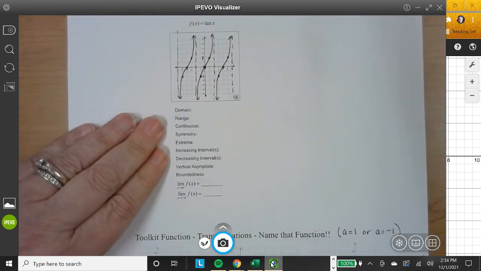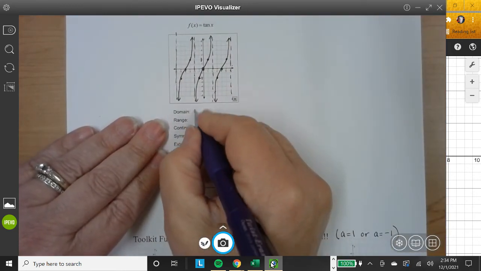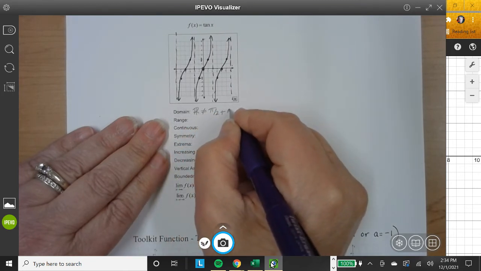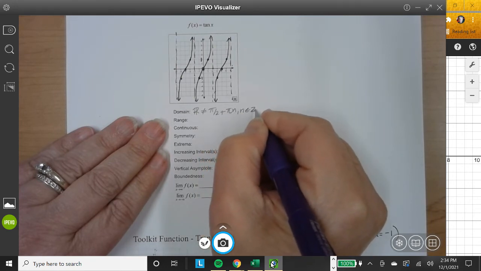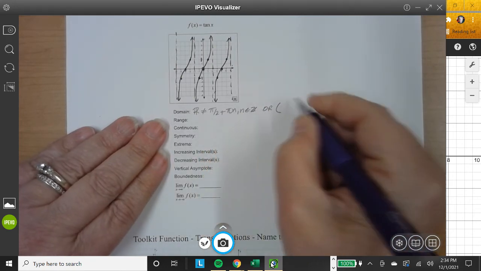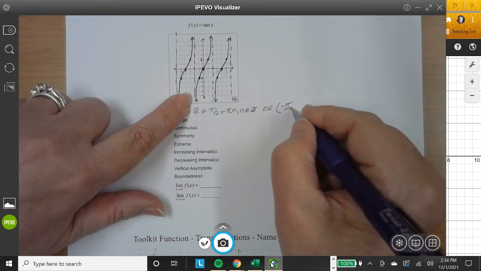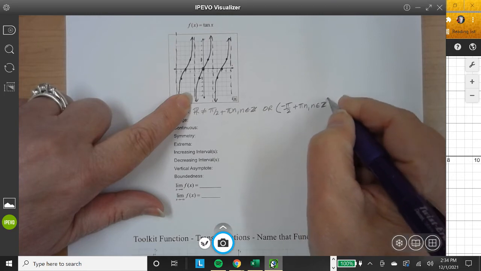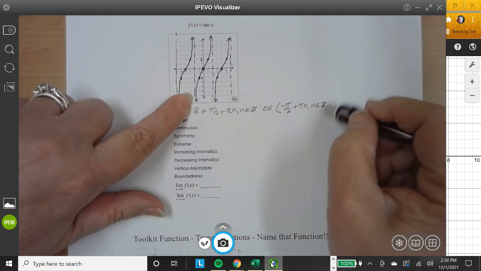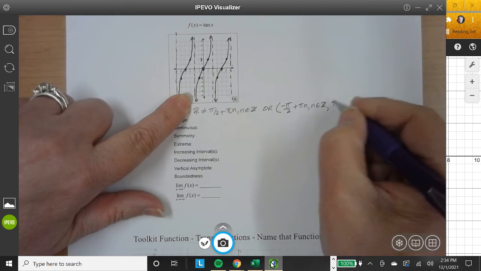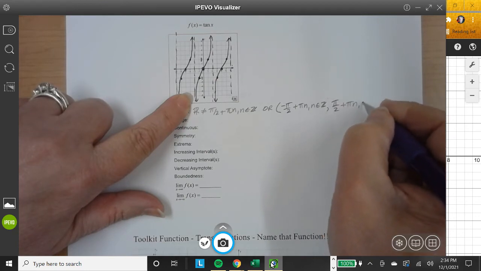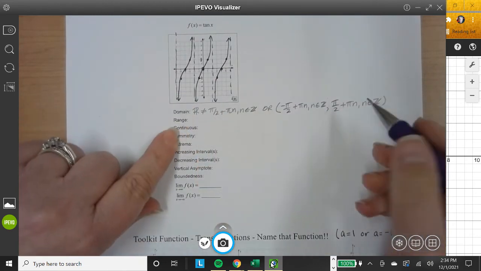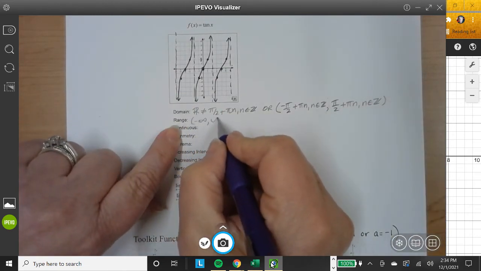Tangent has a domain problem, and sometimes we can write this as reals not equal to pi over 2 plus the period, which is pi n, an element of the integer set. Or you can write it in interval notation, and I'll start from negative pi over 2 plus pi n, an element of the integer set, to, when do we hit the next asymptote? Well, that happens at pi over 2 plus pi n, an element of the integer set. So you can write interval notation or write it reals not equal to. The range, lucky for us, is all real numbers.